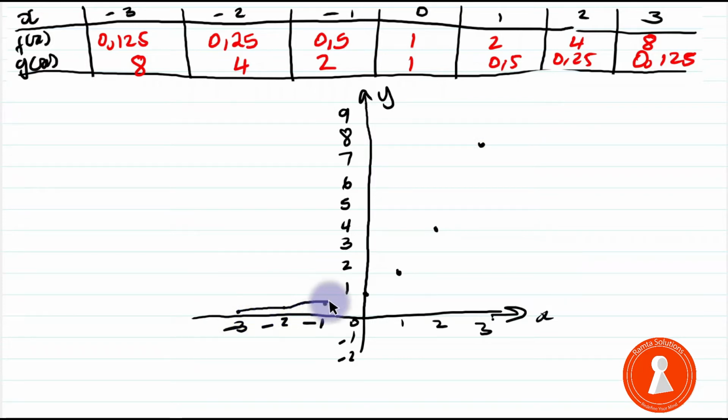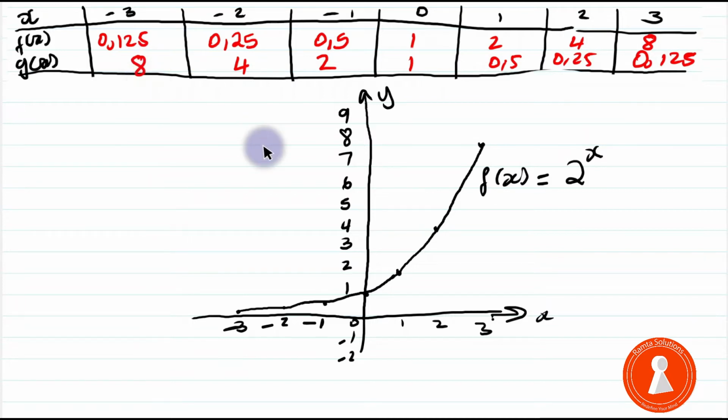All right, so let me join them. I'm sorry. Okay, I think I'm getting it. So this is f of x equals 2 to the x. All right. Now let's try g of x. I'm going to change the color. Let me use the green.